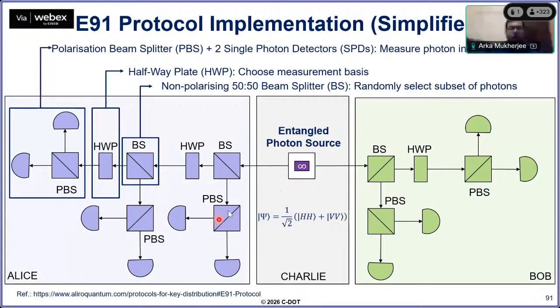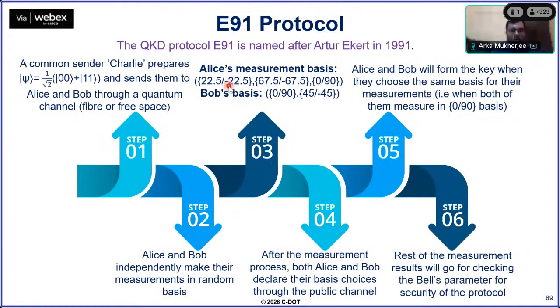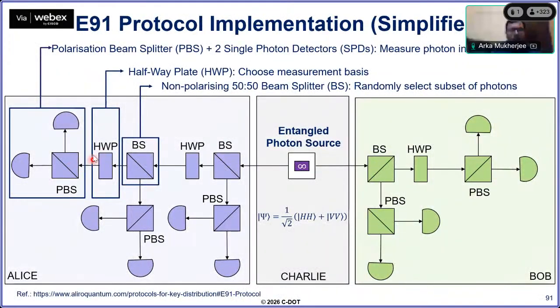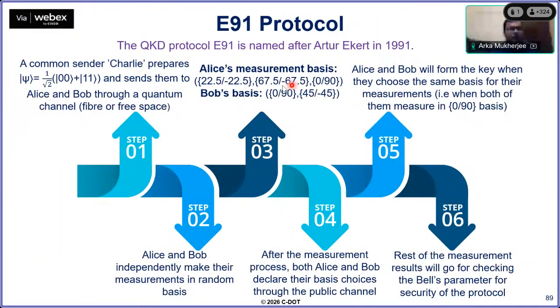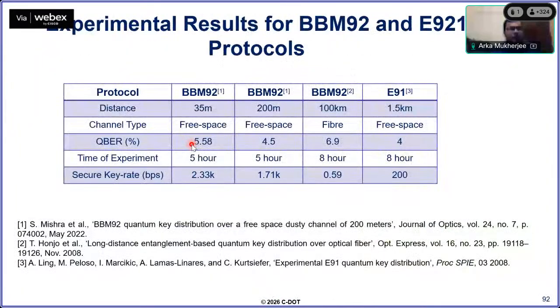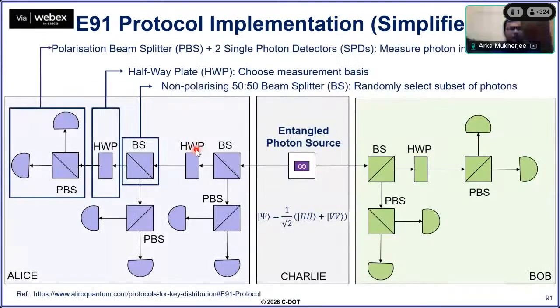To check in the rectilinear basis, this part of Alice will be used. Then there is a polarization rotator here, and this will be used for checking another basis, for example 22.5. Then another polarization rotator is there, and that will be used for the other basis, 67.5. The half-wave plate, or HWP, is basically a polarization rotator. And this is the beam splitter, which will split the light in a 50-50 ratio.